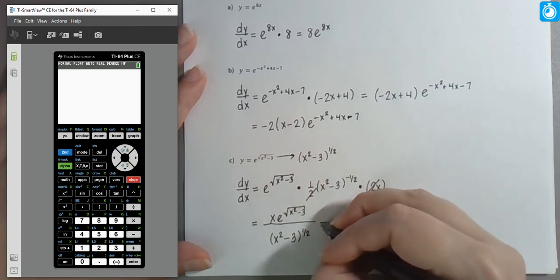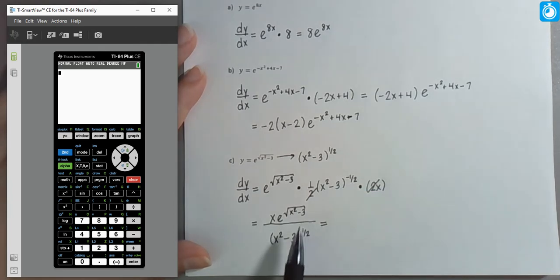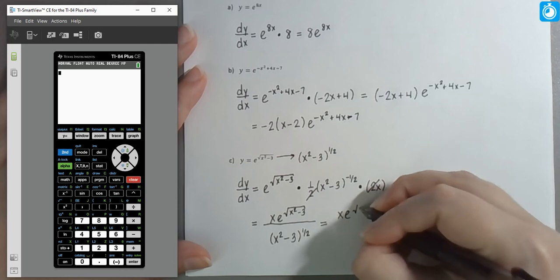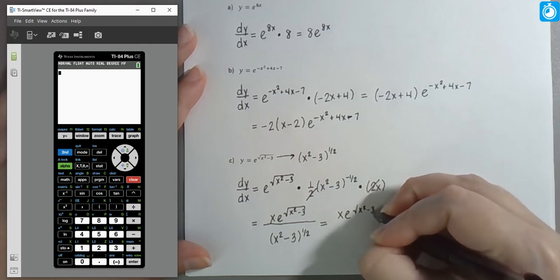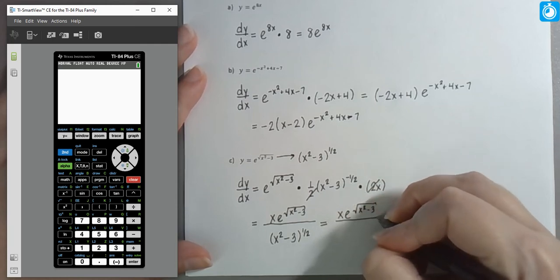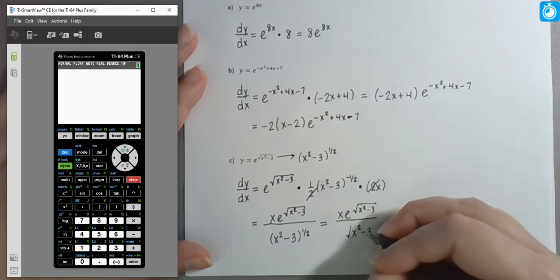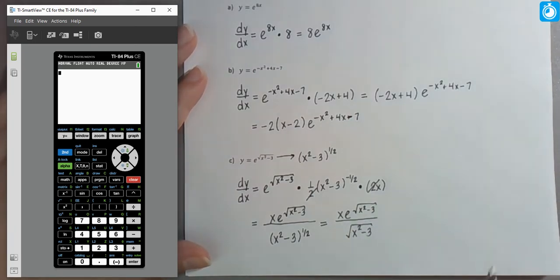And so the only other thing we might want to do, normally we don't leave it with a fractional exponent when we can avoid that. In this case, we want to go ahead and write that back as a square root. So our denominator is going to be the square root of x squared minus 3.